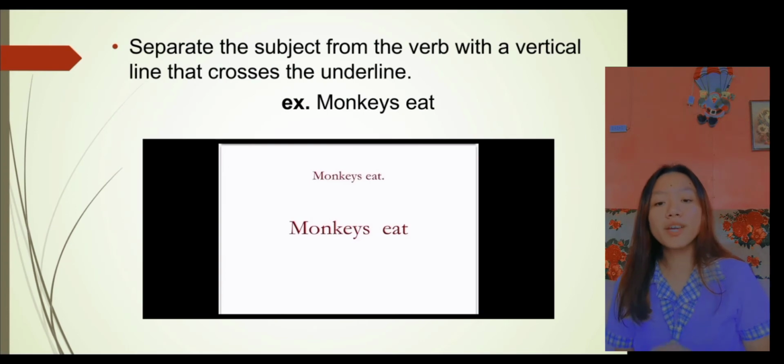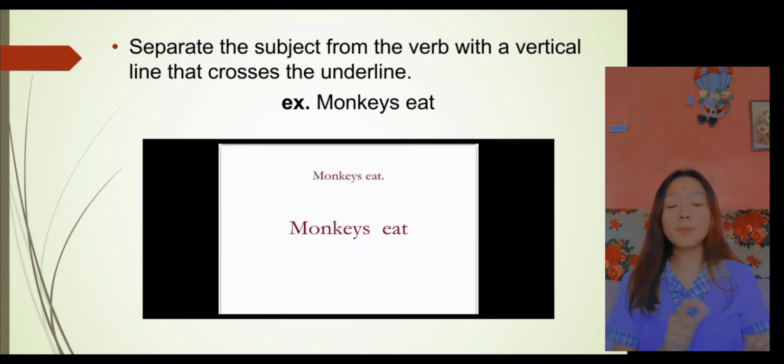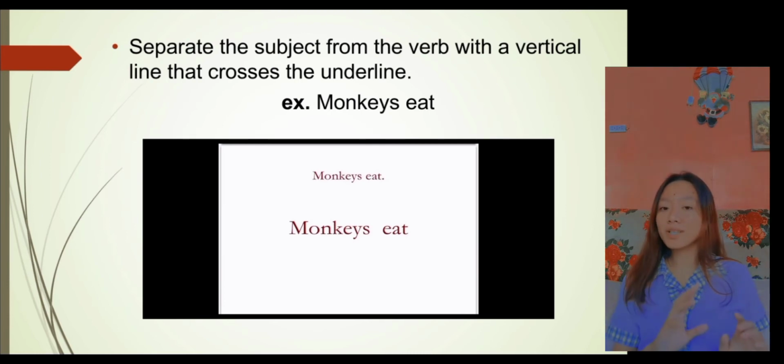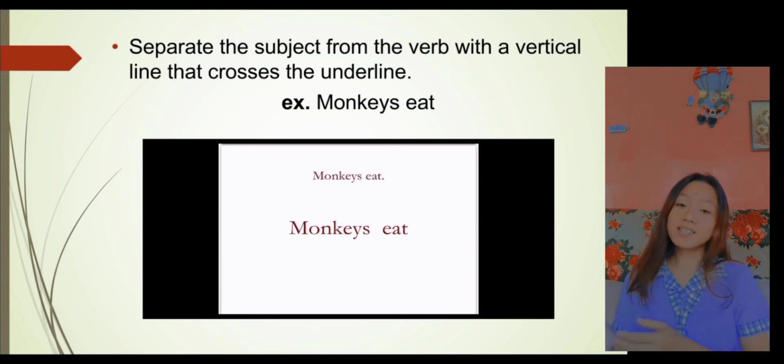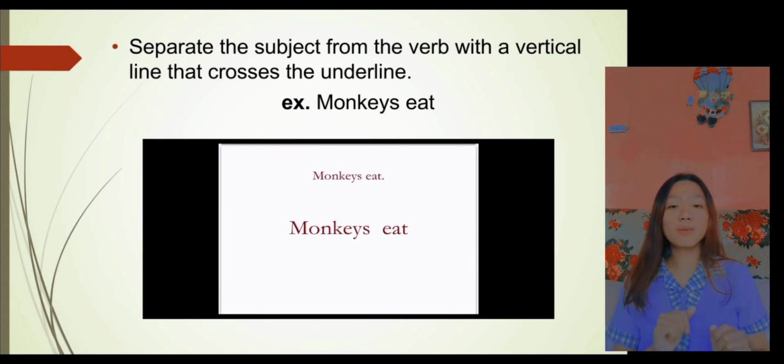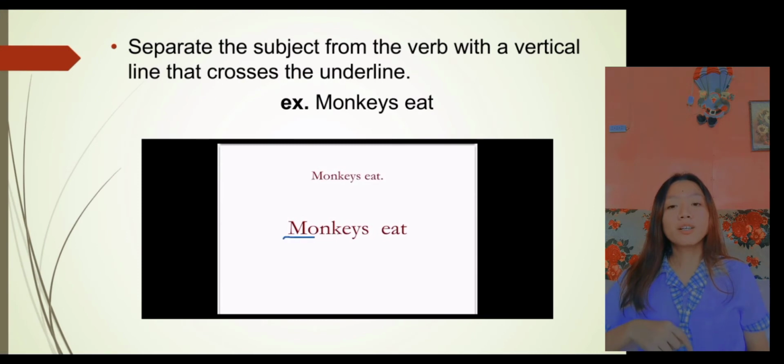Next, we are going to separate the subject from the verb with a vertical line that crosses the underline. So our example sentence is monkeys eat. As we said, monkeys is our subject and eat is our verb. In order to separate them, we are going to draw a vertical line that crosses the underline between them.